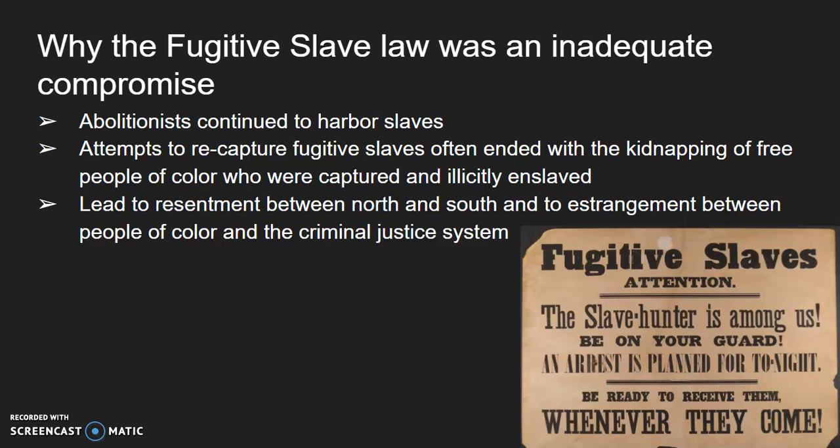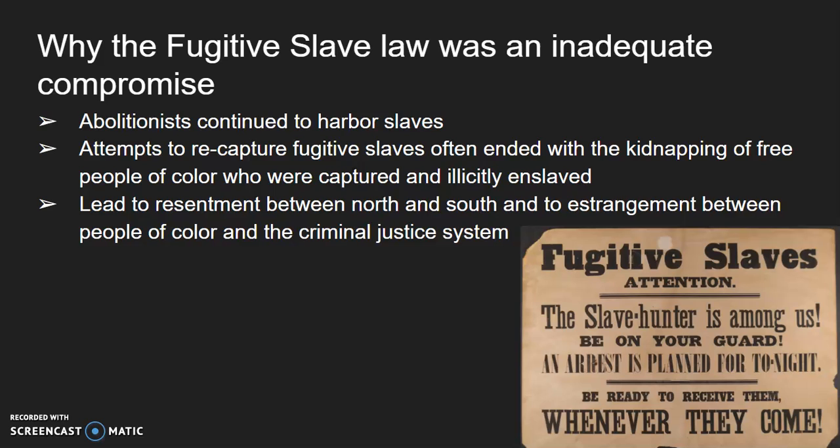The other issue is this also led to an estrangement between people of color and the criminal justice system. For example, down in the right-hand corner of the screen, you'll notice there's a poster that appeared in a town in Boston, and it says, "Fugitive slaves. Attention, the slave hunter is among us. Be on your guard. Be ready to receive them whenever they come." In other words, they're warning these people, hey, watch out. There are people in your midst who are trying to enslave you. And these notices would be seen in almost every city.